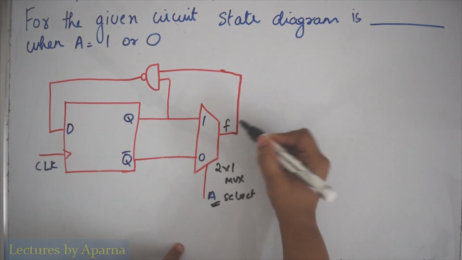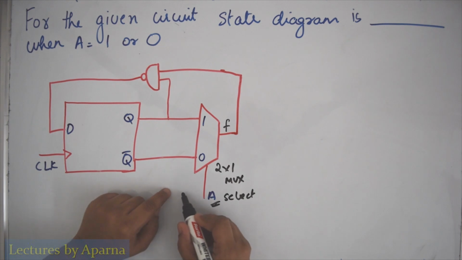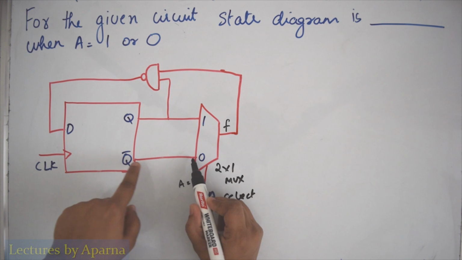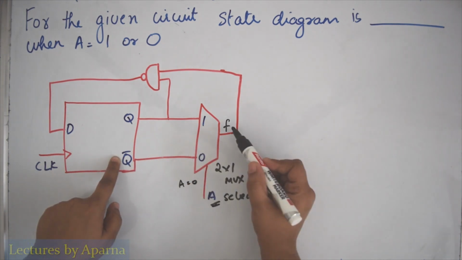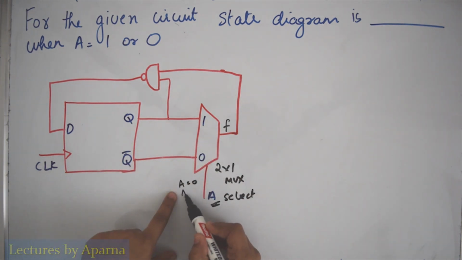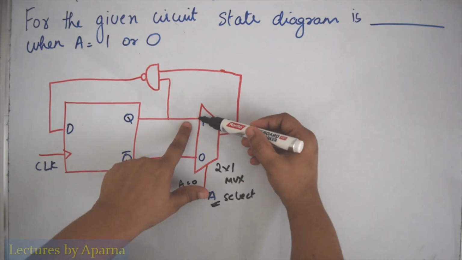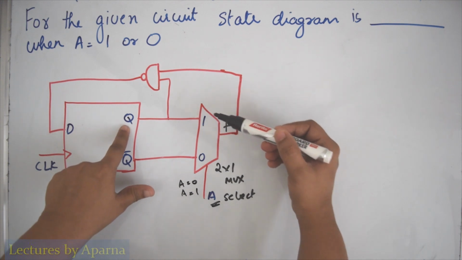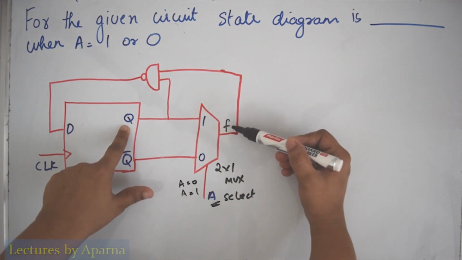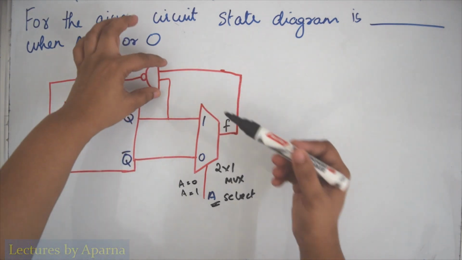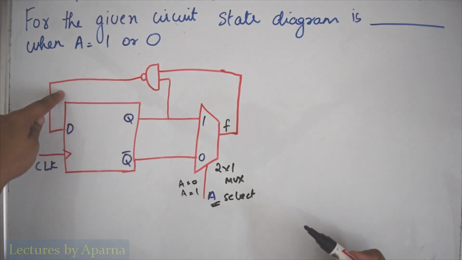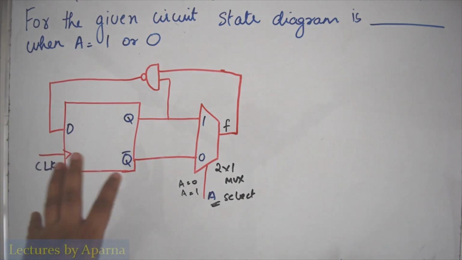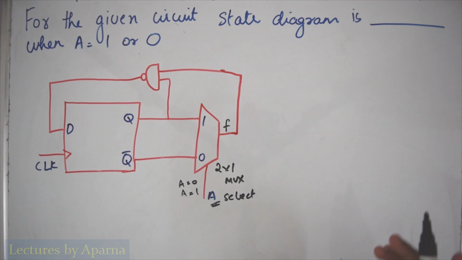Let us say the output of the mux be F. So when A is 0, the terminal that is connected to this 0, that is Q bar, Q bar will appear at F. Now when A is 1, what is connected at 1 here? Q. So the data that is present at Q will appear at F. Then this F and Q will be given to a NAND gate and that output is connected to this D input. So let's see how it works.